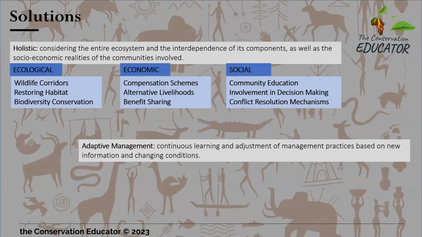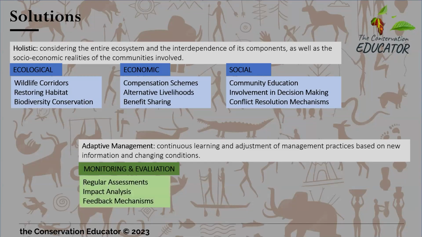Then we have adaptive management. And this is where we're continuous and we're adjusting our learning and our management practices based on the information and the changing conditions, including, is it a drought? Is it a wet year? Are there more people in the village? Is there political disruption? And this means M&E is super important.